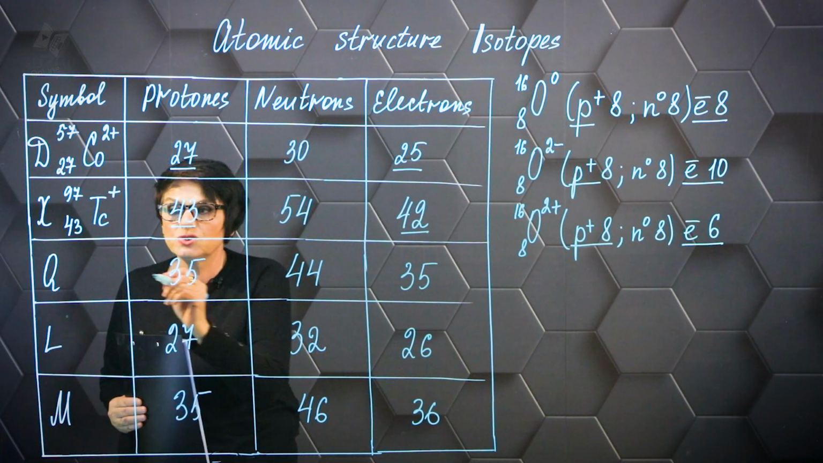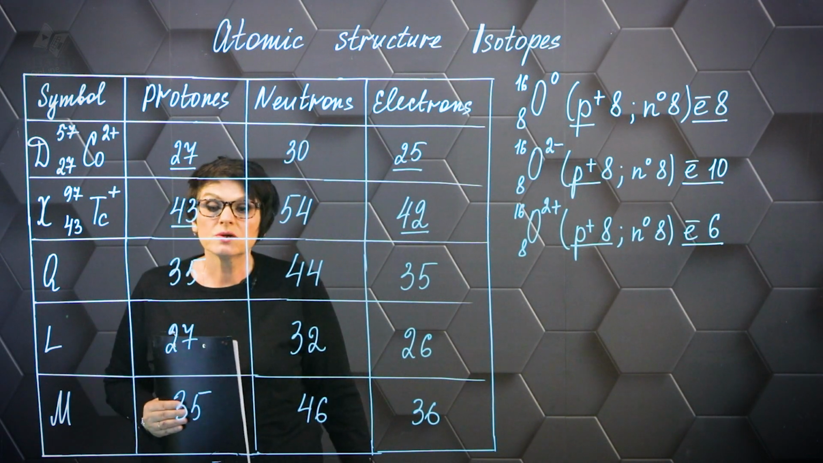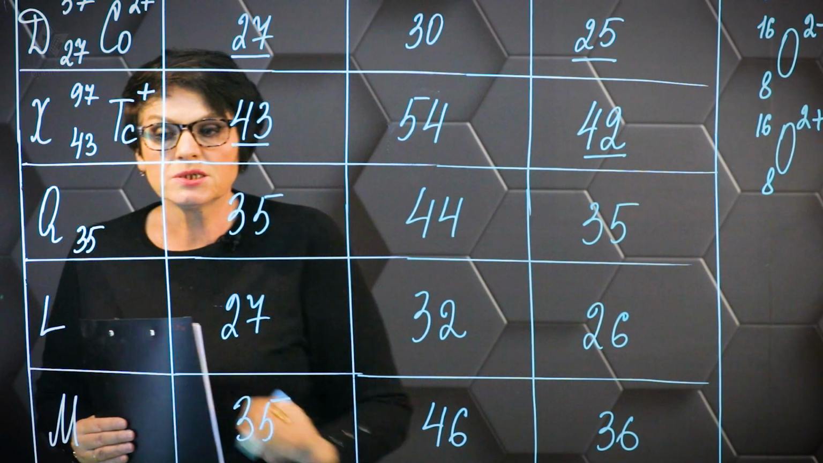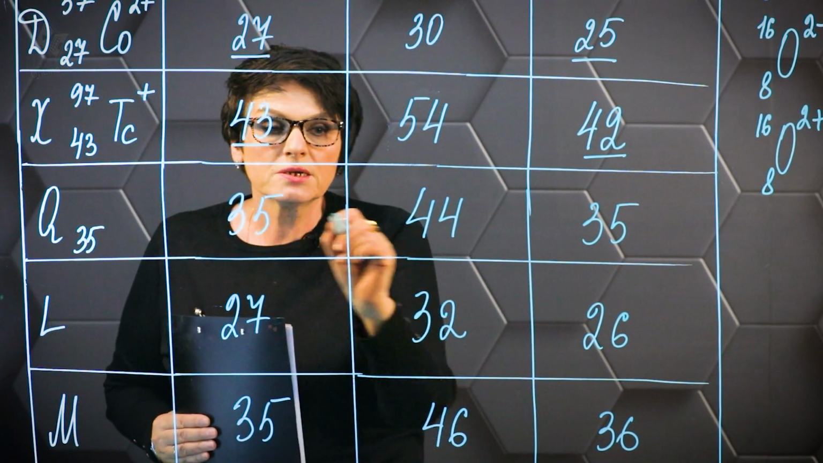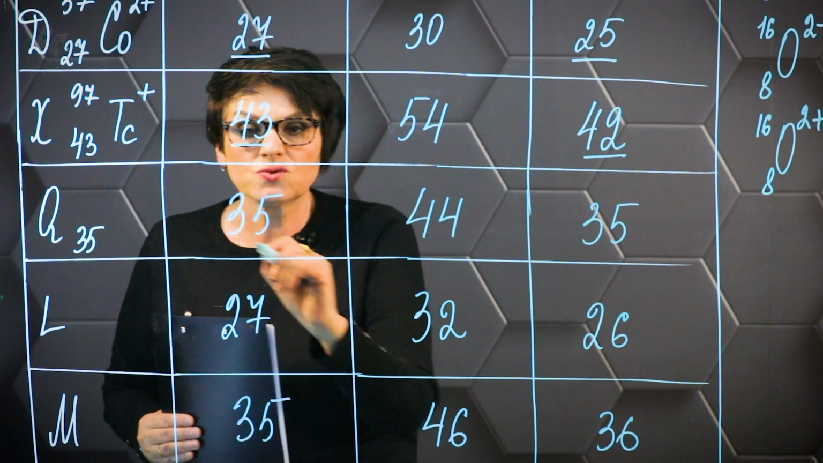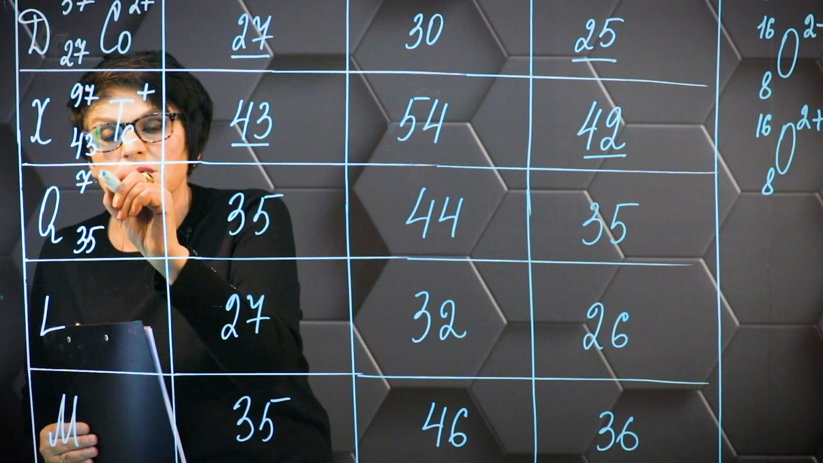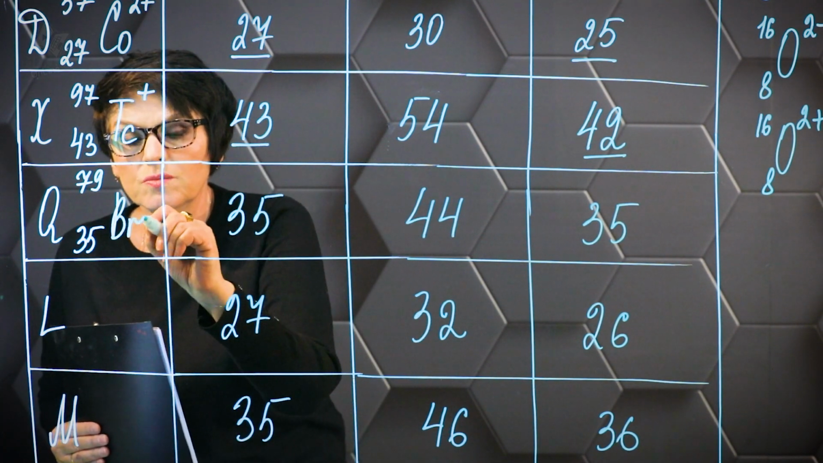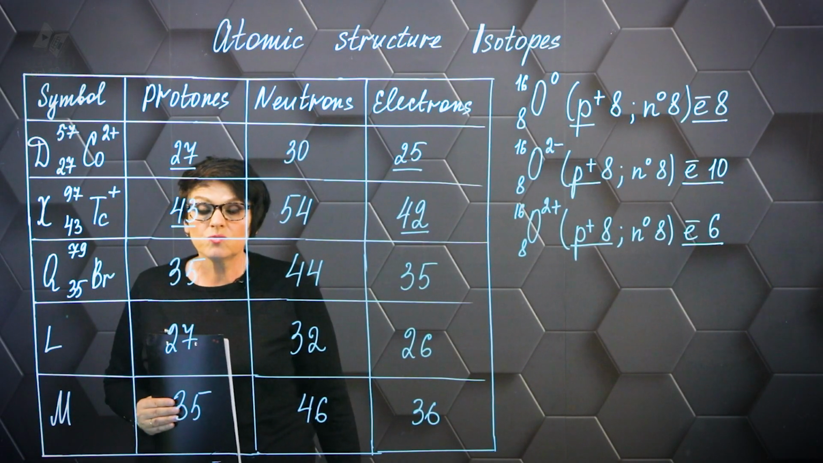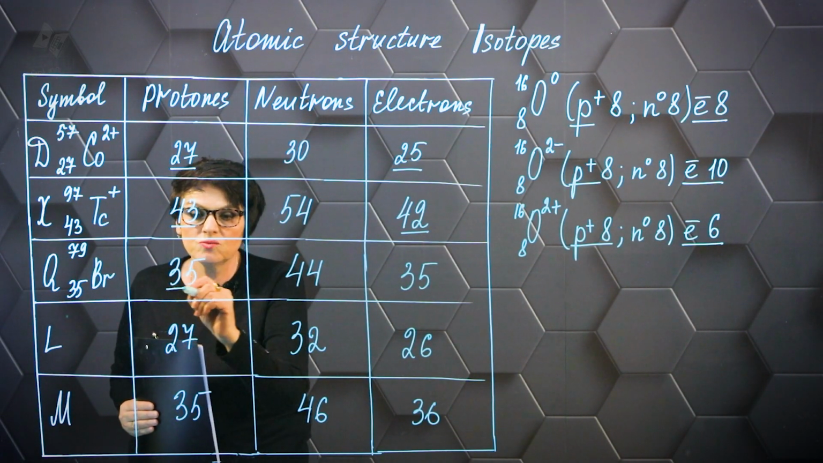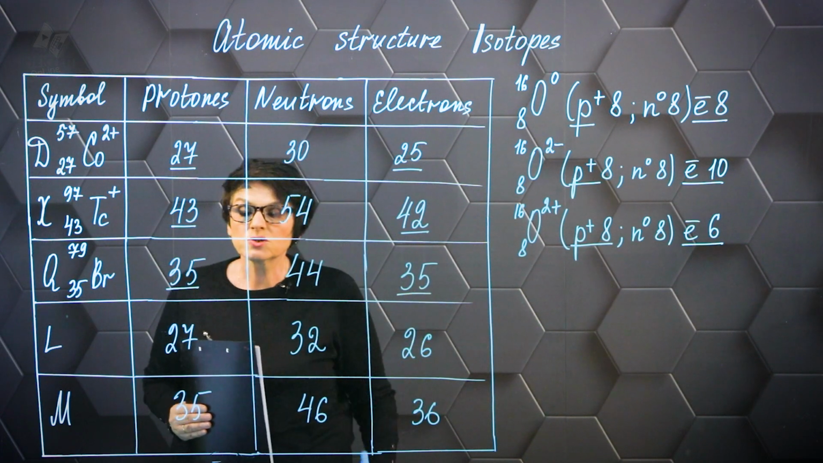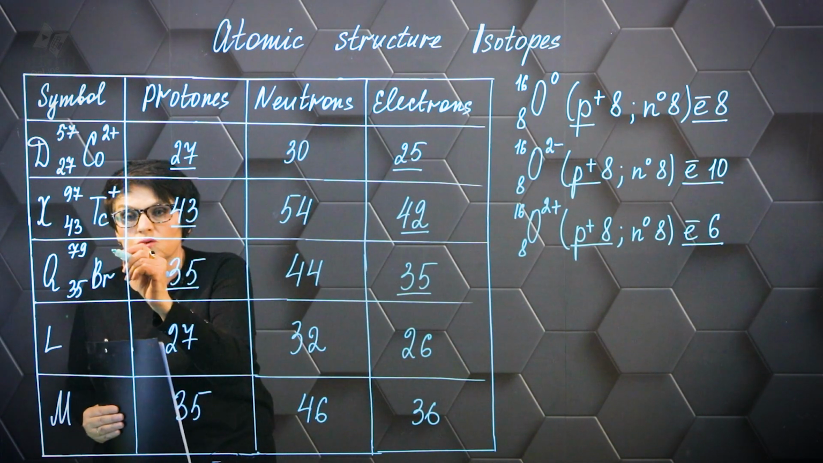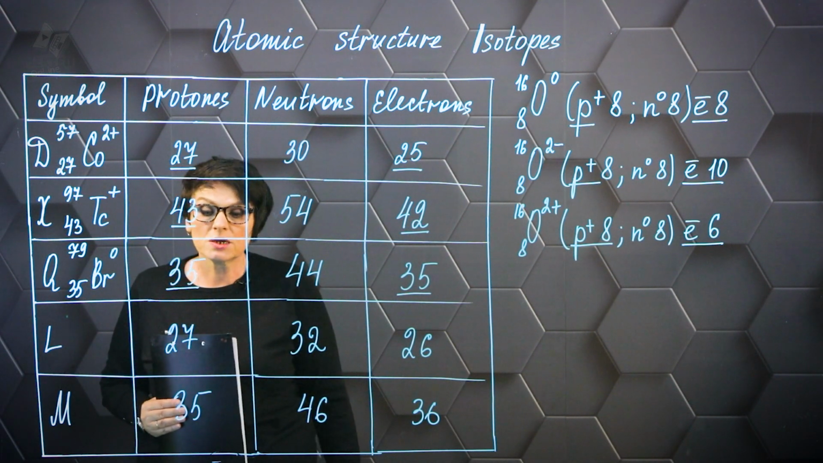The next element is labeled with the atomic number 35. So if we add up 35 and 44, there will be 79. Because the 35th number is bromine, we established that this is the element bromine. Now we need to establish what the charge will be. For this, we will see how many protons and electrons there are, and their number is equal. So bromine will have a charge of 0, and it will be an atom of bromine.